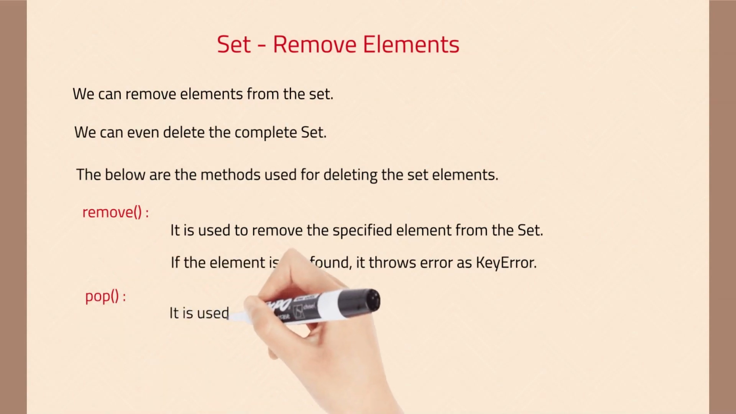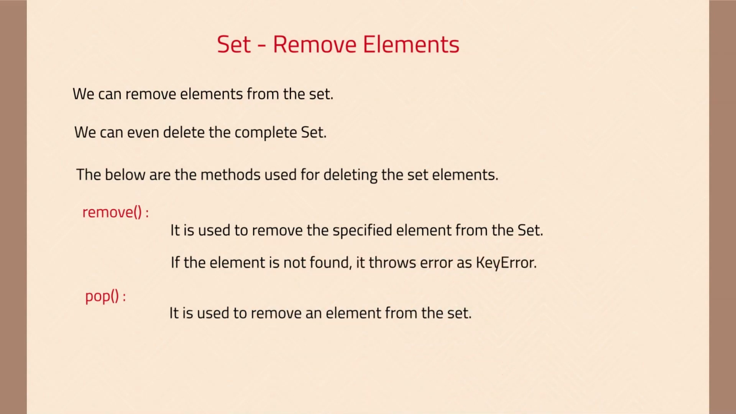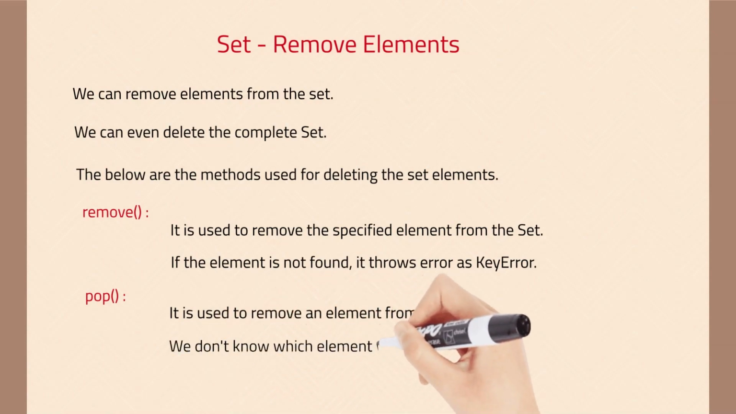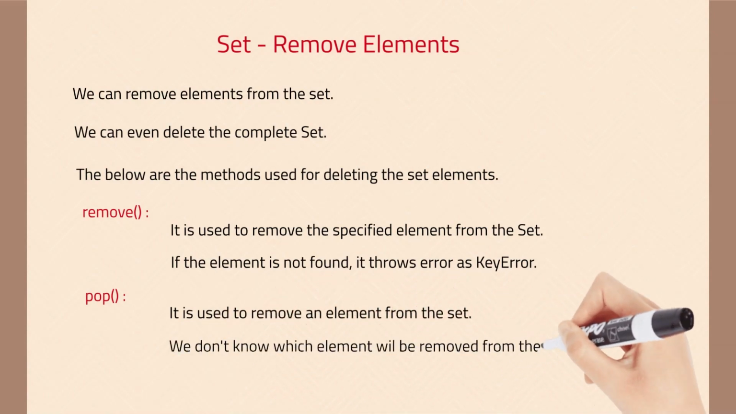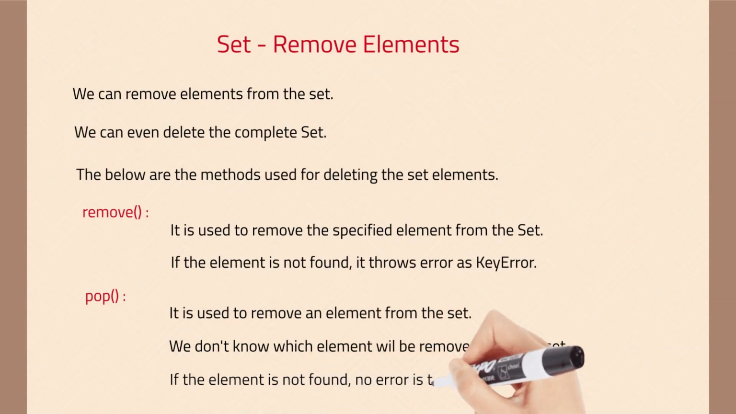Second method is the pop method. Using the pop method also we can delete the elements from the set. If no index is passed in the pop method, then it deletes the last element of the list. But as sets are unordered, we don't know which is the last item that will get deleted. If an element that we want to delete is not found in the set, then also no error is thrown.